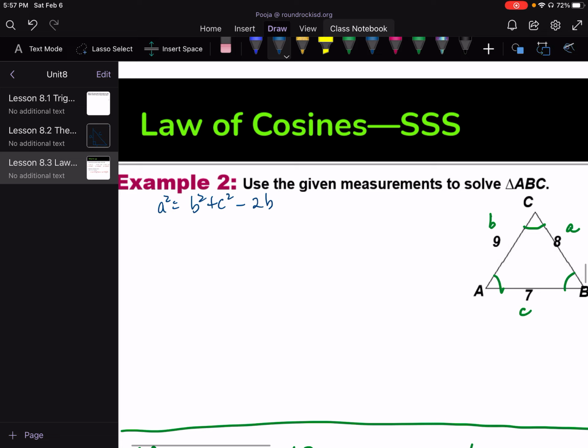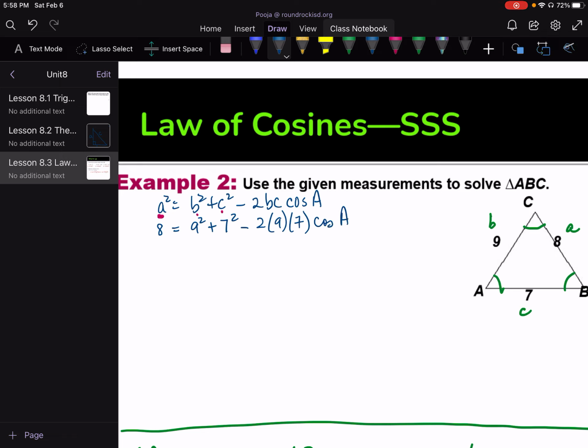I just copied it there, the very first one as I spoke. And again, I've told you the strategy. It's not too hard to remember it. If I copy the first one, so a squared is the sum of the squares of the other two sides minus 2 times the same two sides times cosine of the very first angle. Let's start substituting. 8 squared equals 9 squared plus 7 squared minus 2 times 9 times 7 times cosine of A.